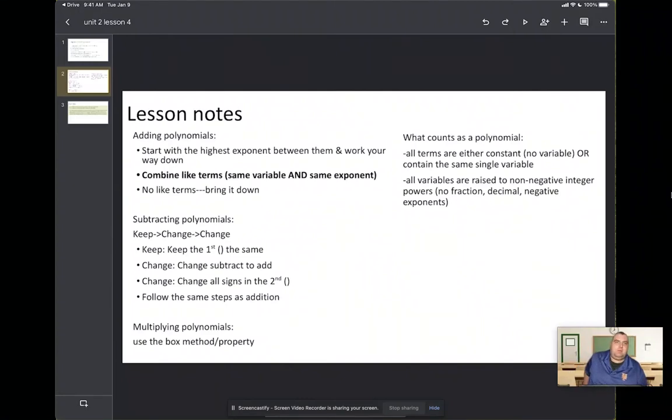Welcome back, everybody. We are up to lesson 4. We're just continuing on learning about important information about polynomials.